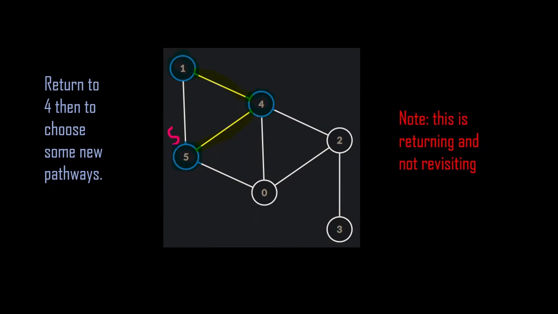After returning to 4, we have two more pathways to visit. Hence we return from 1 to 4. Now note, this is an important point. This is returning to 4; it's not revisiting. We fixed that we will not revisit any node, but this is not revisiting. This is returning to 4, which is different, because after you return to a particular node, you will choose some other pathway, right?